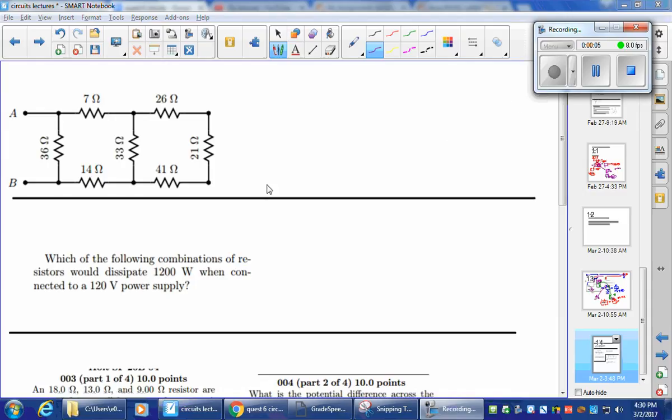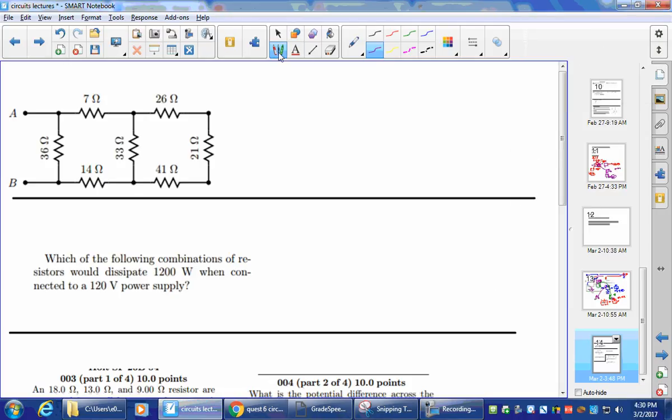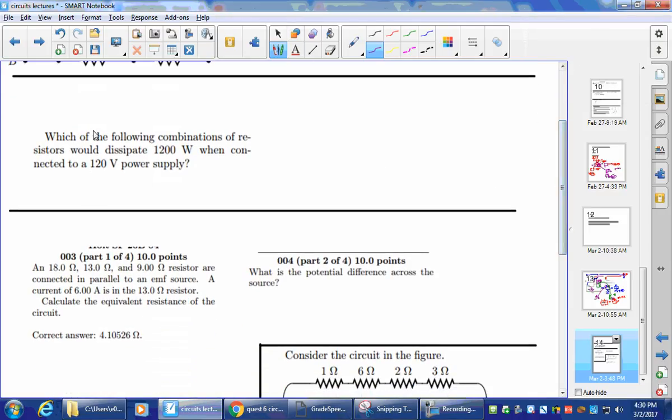Hey guys, I'm going to run you through some of these quest problems real quick. I'm going to skip this one for right now, because it's kind of a tricky one. It's really not that bad, but we'll look at it in just a second. Alright, let's get going right away. I'm going to show you a little shortcut for this one.